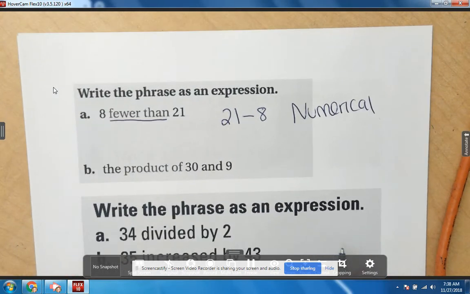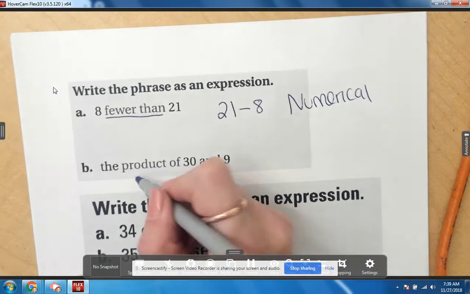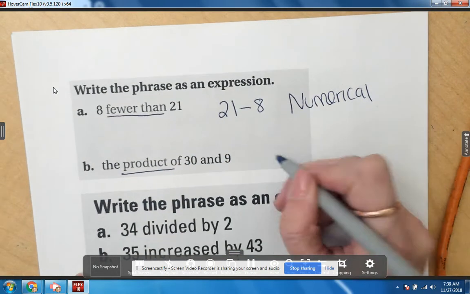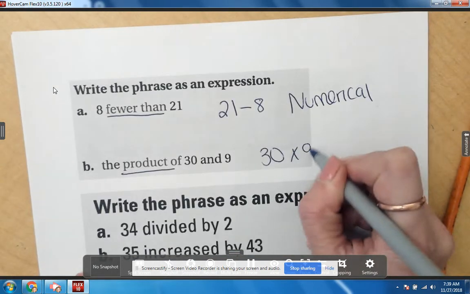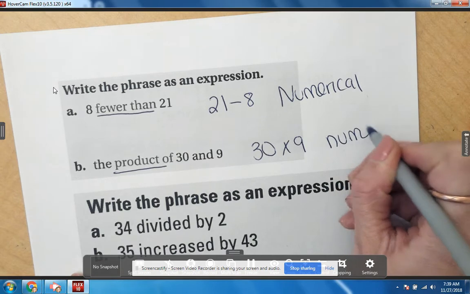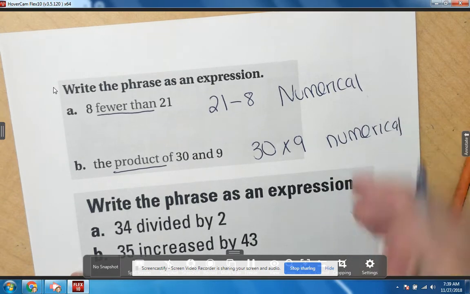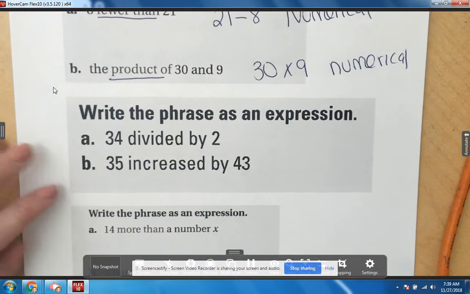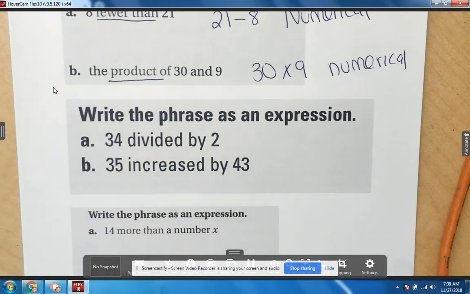Okay, the second one says the product of 30 and 9. Product is the key word. That means multiplication. So 30 times 9. This is also numerical because it only has numbers. Okay, so I want you to pause and try these two. So you're going to write out what the math problem looks like, and then I want you to tell me whether it is numerical or algebraic.